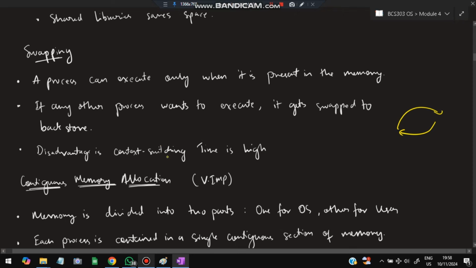The disadvantage is that context switching time is high. In order to switch P1 out to here and then again bring it back, and bring in P2, that time is more. That's the only disadvantage of swapping.